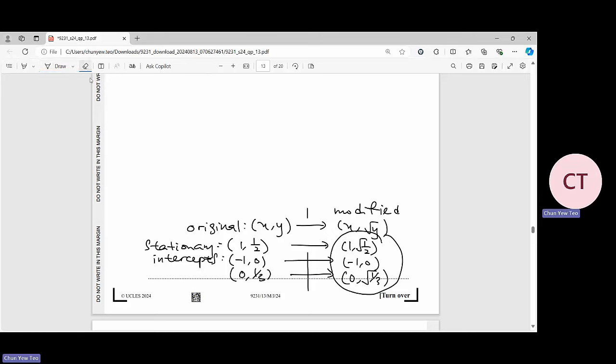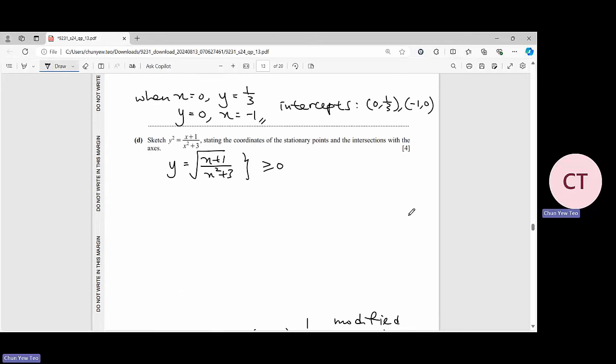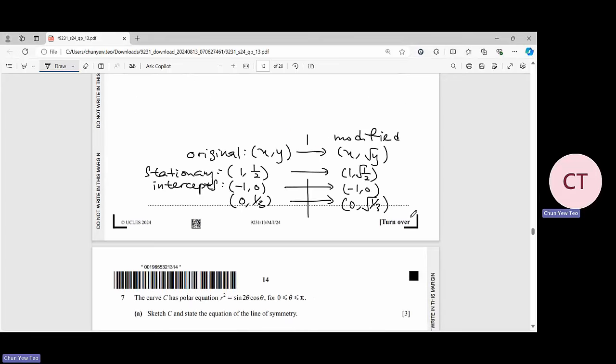But just now I mentioned we have a positive square root and a negative square root. So that means for this, you have another one that is a negative square root. This is also the same, we have another one that is the negative square root. So in total, we have 5 points after you modify them.